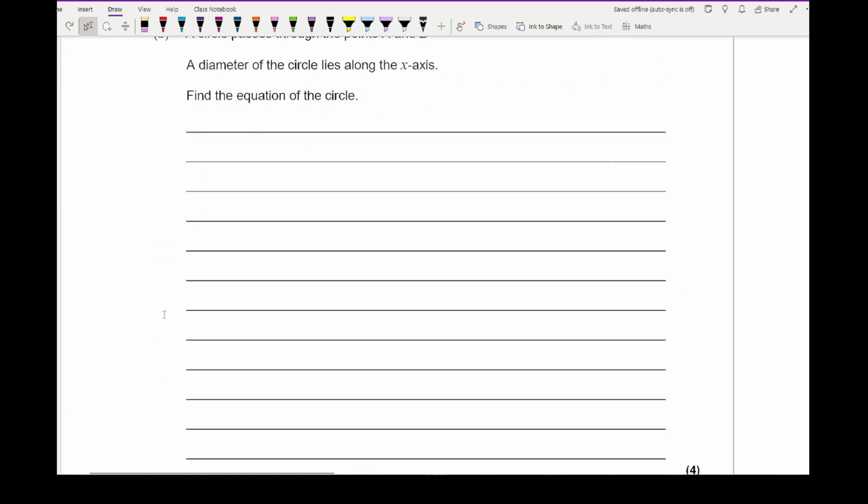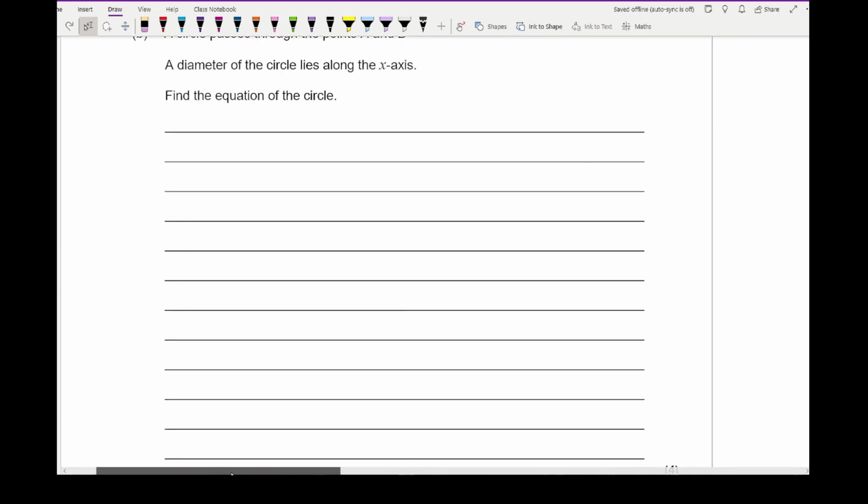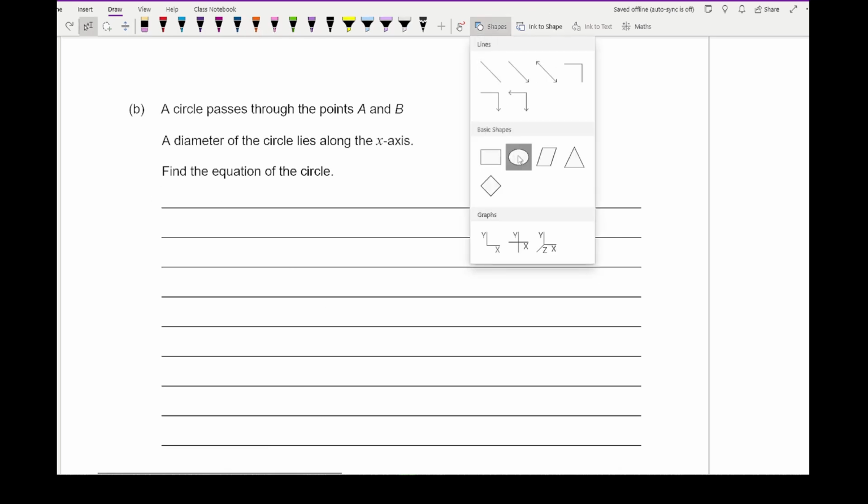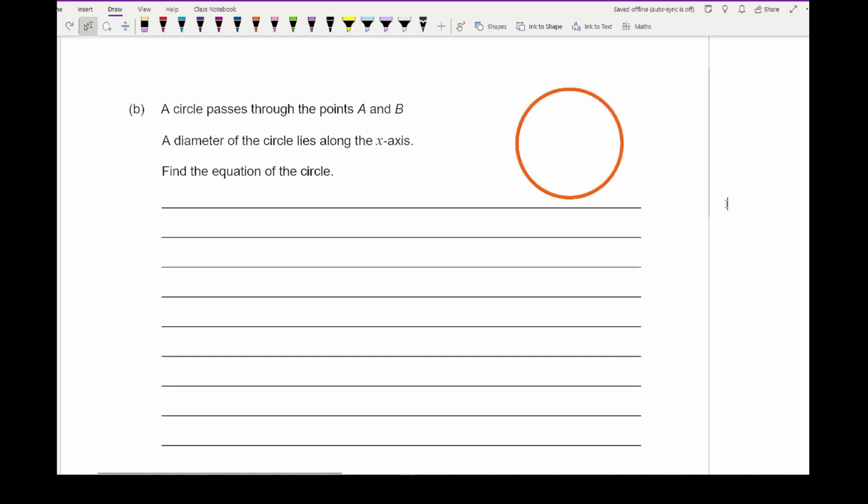Now moving on to part B, let's move the screen across so we've got a bit more room. It says that a circle passes through the points A and B. The diameter of the circle lies along the x-axis. Find the equation of the circle. So let's have a look at what this potentially looks like. Because my freehand circle drawing is a bit sketchy, let's just draw a circle here, and make a little sketch of where the axes are in relation. We know that the diameter goes along the x-axis, and we can say that point B is here and point A is going to be somewhere here.